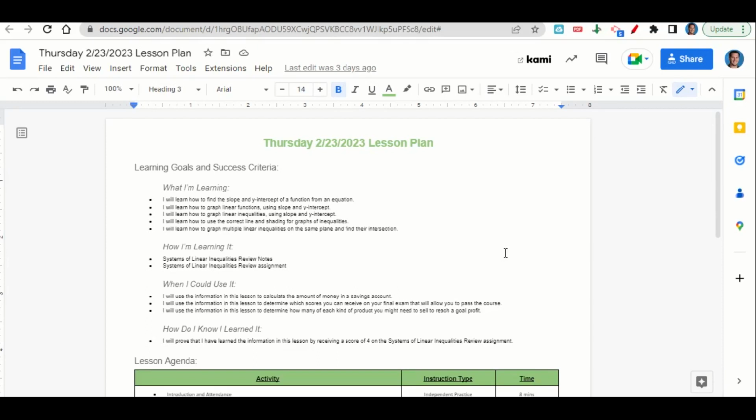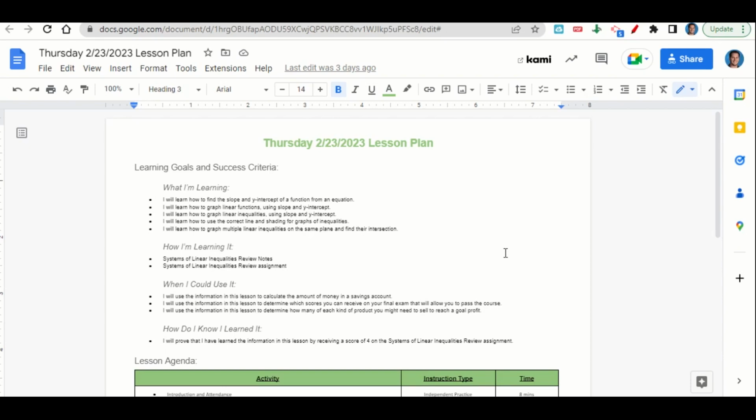First, what are we learning? We're learning how to find the slope and y-intercept of a function from an equation, how to graph linear functions using slope and y-intercept, how to graph linear inequalities using slope and y-intercept, how to use the correct line and shading for graphs of inequalities, and how to graph multiple linear inequalities on the same plane and find their intersection.